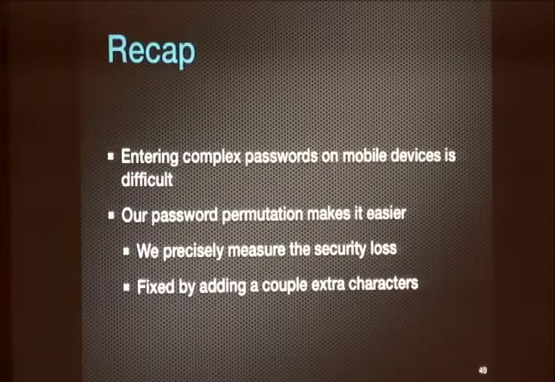So just to recap, it's not on the slide because I don't need a slide for this one. Usability: think context of use, effectiveness, efficiency, and satisfaction. And you can actually measure, and you should measure, all of those things. Entering complex passwords on mobile devices is really hard, but we love our mobile devices. We need to find a better way. Our password permutation makes it easier. We precisely measured the security loss and fixed it by adding a couple extra letters.